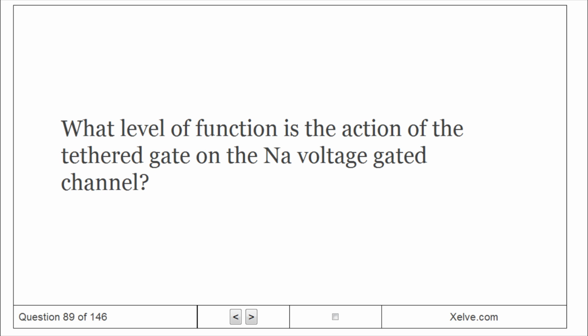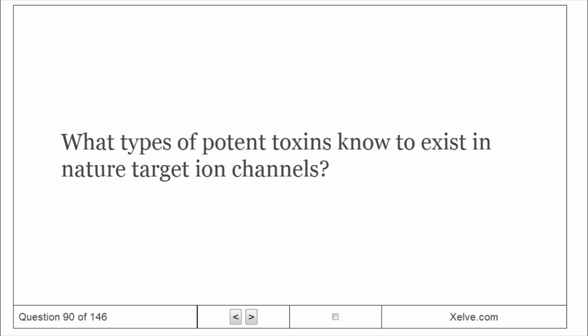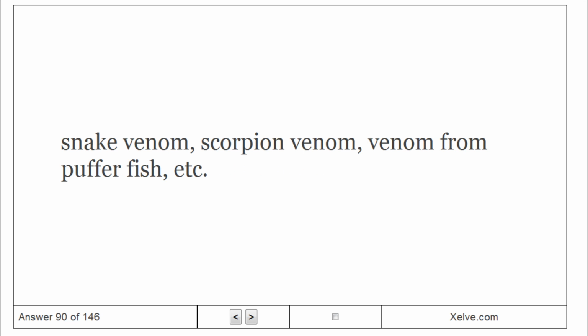What level of function is the action of the tethered gate on the Na voltage-gated channel? Mechanistic. What types of potent toxins known to exist in nature target ion channels? Snake venom, scorpion venom, venom from pufferfish, etc.